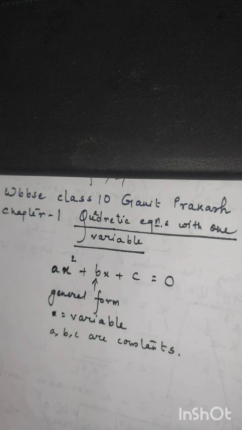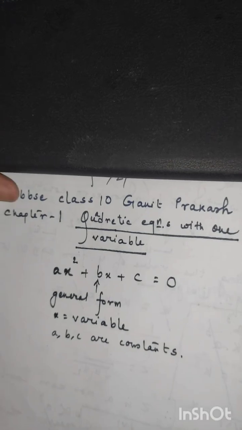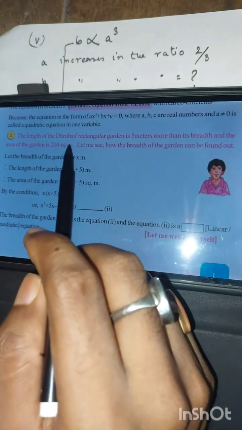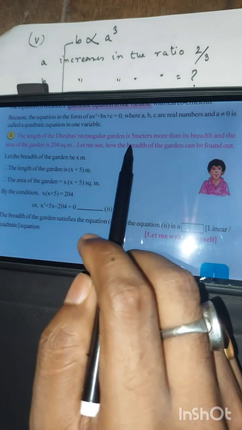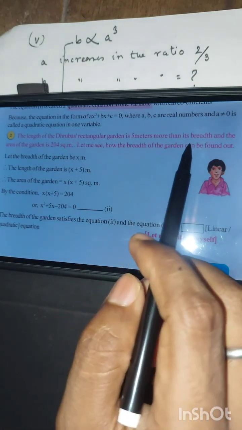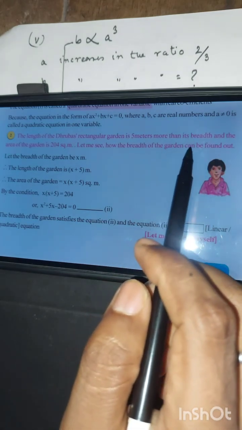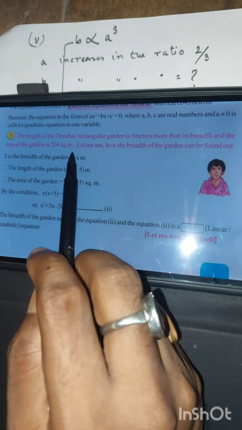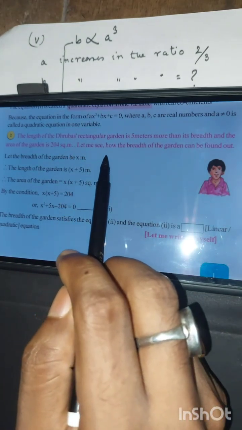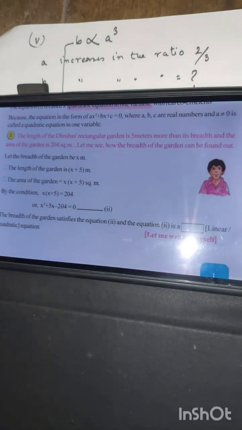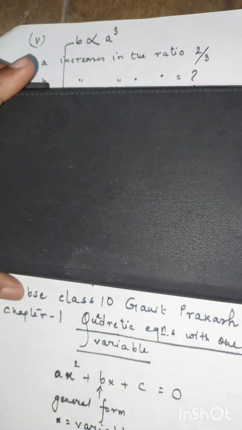Let us take an example from the book. The length of the rectangular garden is 5 meters more than its breadth. Length is 5 meters more than the breadth, and the area of the garden is 204 square meter. Let us see how the breadth of the garden can be found out. Okay, let us try to understand this question.